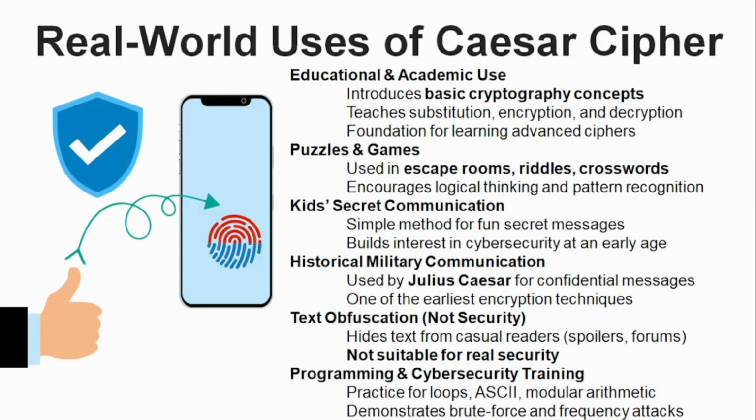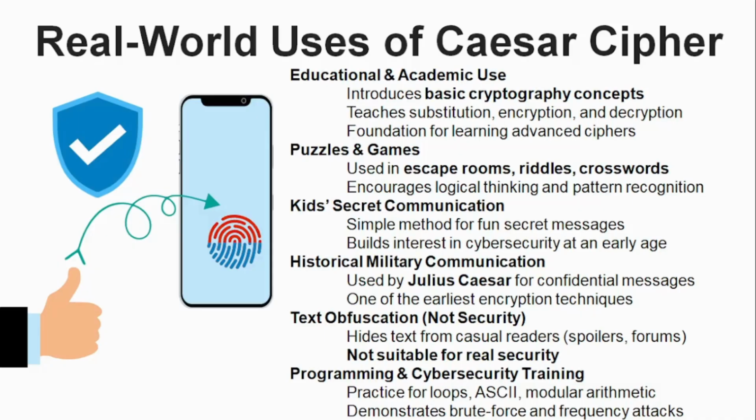Even though it is not secure, the Caesar cipher is still useful in many areas like educational and academic use, because it introduces the basic cryptographic concepts, teaches the encryption and decryption process, and is the foundation for advanced ciphers. It is also used in puzzles and games, such as escape rooms, riddles, and crosswords, and it also improves logical thinking. It is also used for kids' secret communication, for simple and fun secret messages, and builds early interest in cybersecurity.